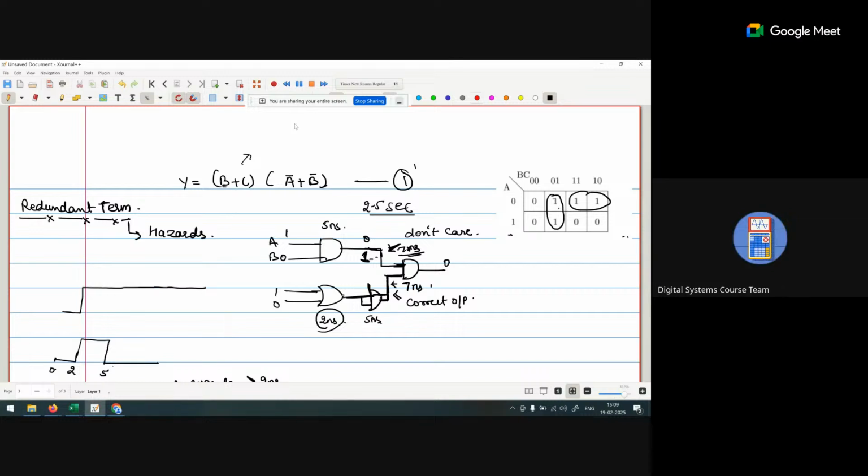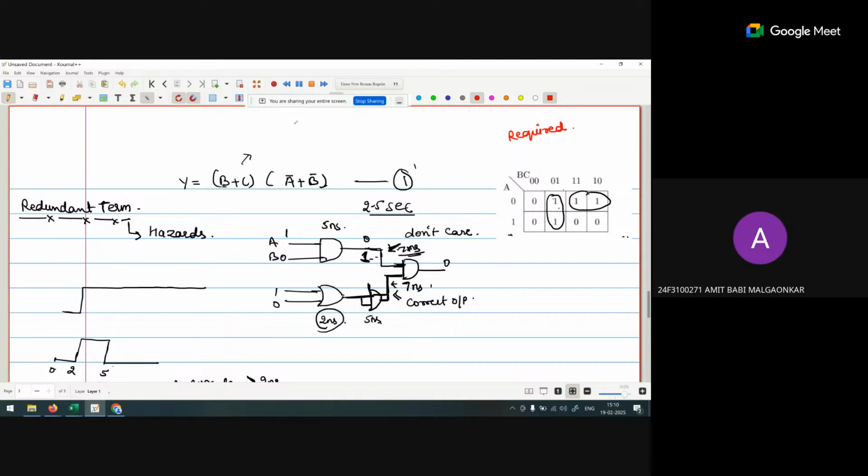But along with that, if I create one more group, that group is not a required group. Why not required? Because without this group, all min terms are already covered, and it also increases the number of gates. It is required only to remove this hazard condition. If we consider this one, it only removes the hazard. If we do not consider it, there is no issue and no change in the output, because all min terms are already covered.